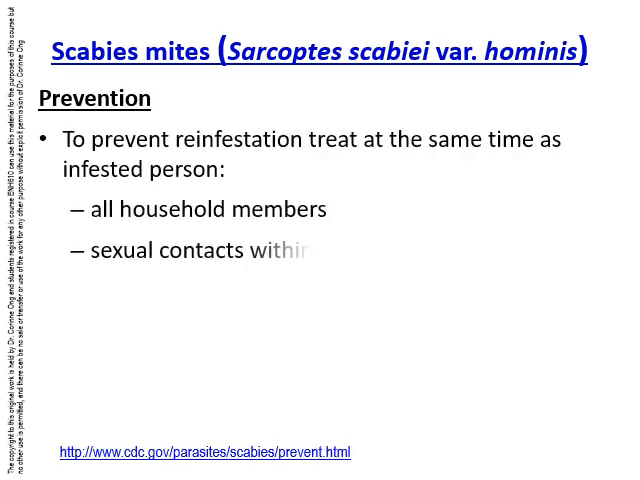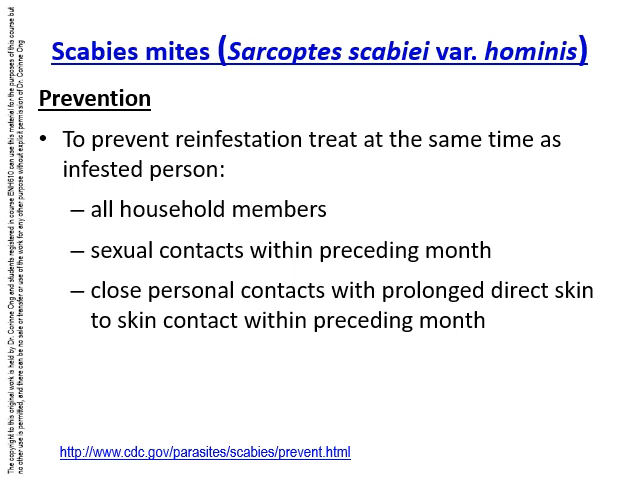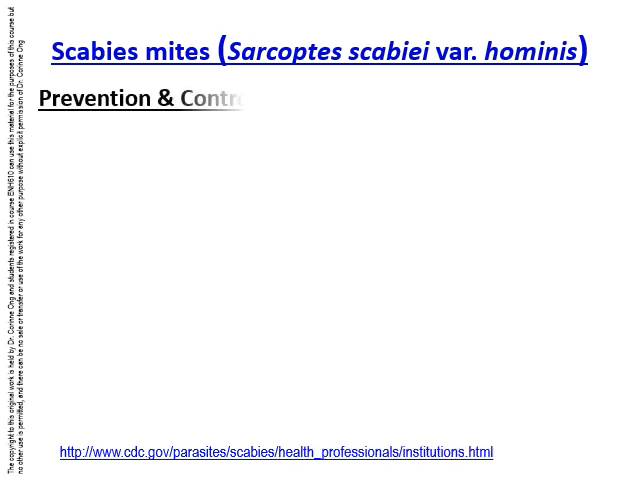In order to prevent reinfestation, all household members and any close contacts within the preceding month should be treated at the same time. This includes sexual contacts and those who have had prolonged direct skin-to-skin contact with the infested person.